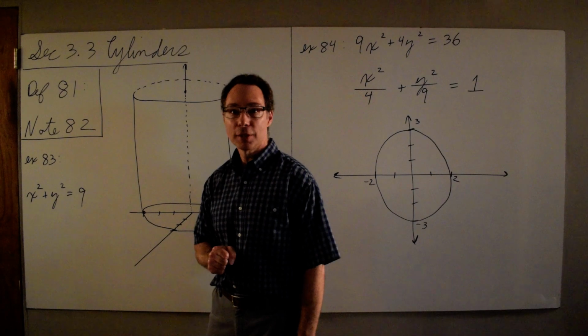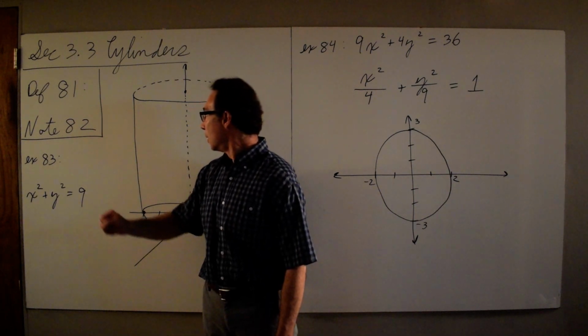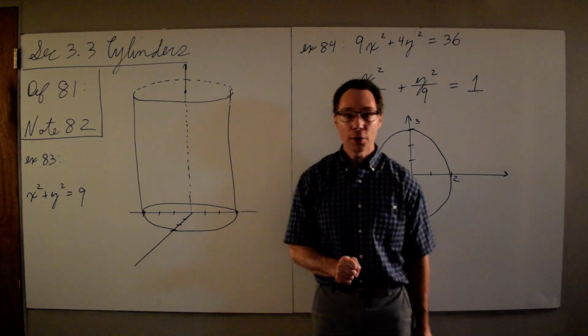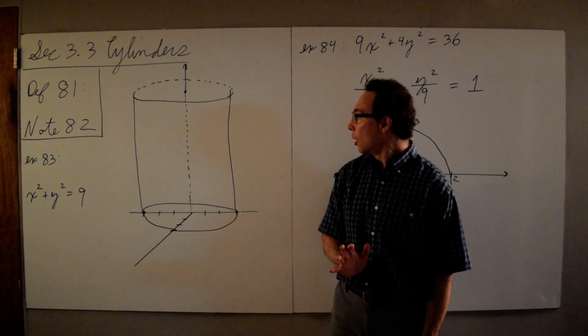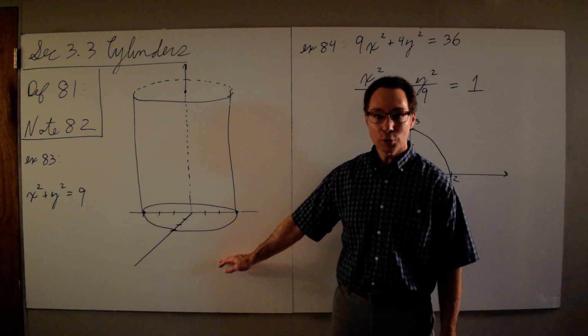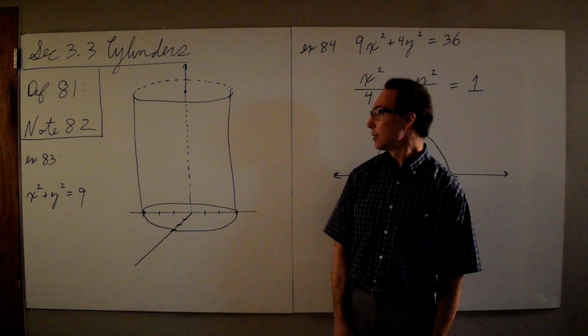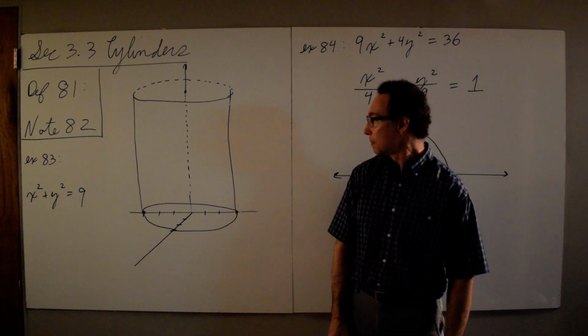Definition 81 is a definition of a cylinder. Note 82 basically says a cylinder isn't what you have always thought it is, although those things that you've called cylinders in the past actually are cylinders by definition 81. That's essentially what note 82 is telling us.